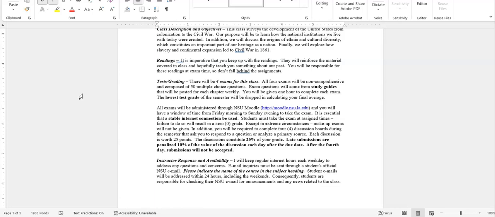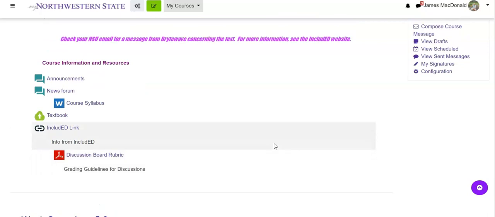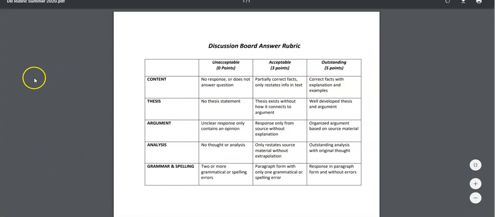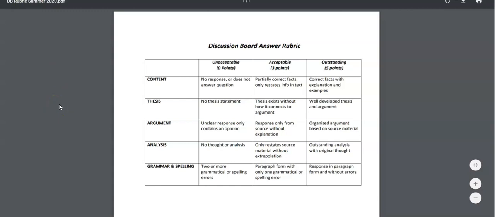I have a few requirements with the discussion board, and you can see them as far as how we grade them. You can see that actually in the first part of the Moodle shell. This is kind of the rubric. It's one of those education words. And what you see here is that you need to have solid content and argument. The thesis is basically how you're answering the question, your analysis, grammar and spelling, all of that count. And so, keep that in mind when you're doing the answer to the question.